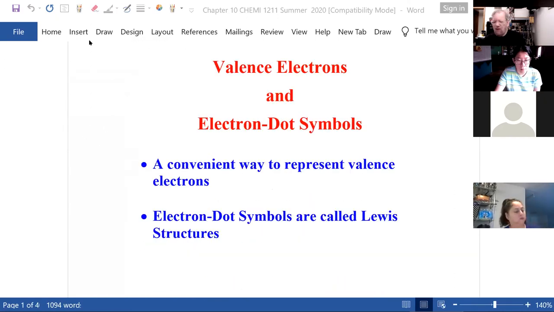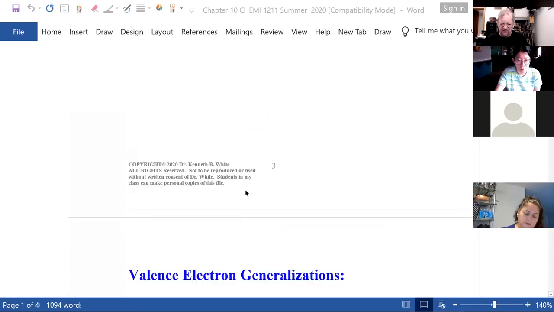Now, an important thing is valence electrons and the electron dot symbols. A convenient way to represent valence electrons, I think it was in chapter 9 at the end. Valence electrons are the outermost electrons. In the book it's called electron dot, but I like to call it Lewis structures because we honor the great work Lewis did. Dr. Lewis, I'm sure he's a PhD in chemistry, came up with the concept. It's a way to show the valence electrons of the elements.